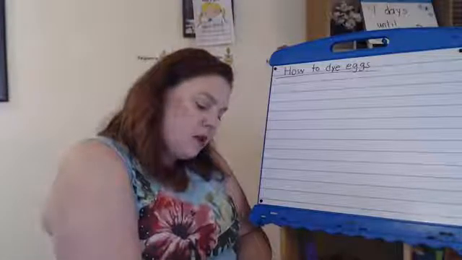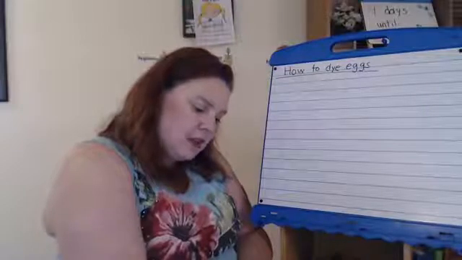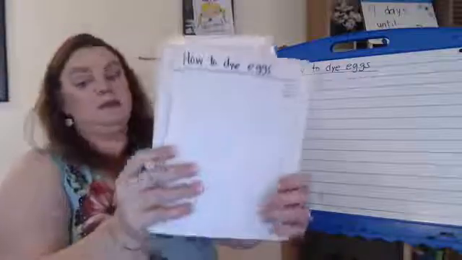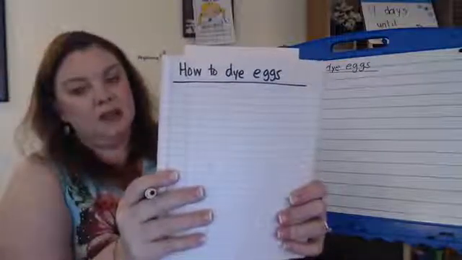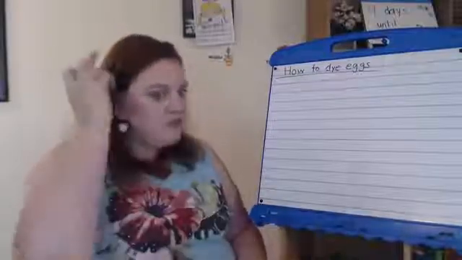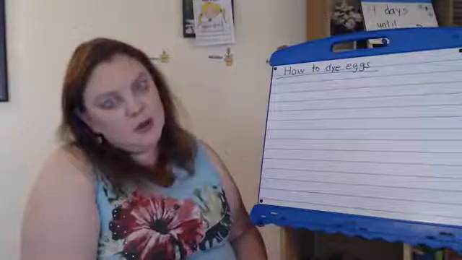How to dye eggs. All right, and there's going to be 4 steps. 4 steps. How to dye eggs. Because we don't have a skunk helping us dye eggs, do we? No, we don't have a skunk helping us dye eggs. So we don't have to have that step in our story.